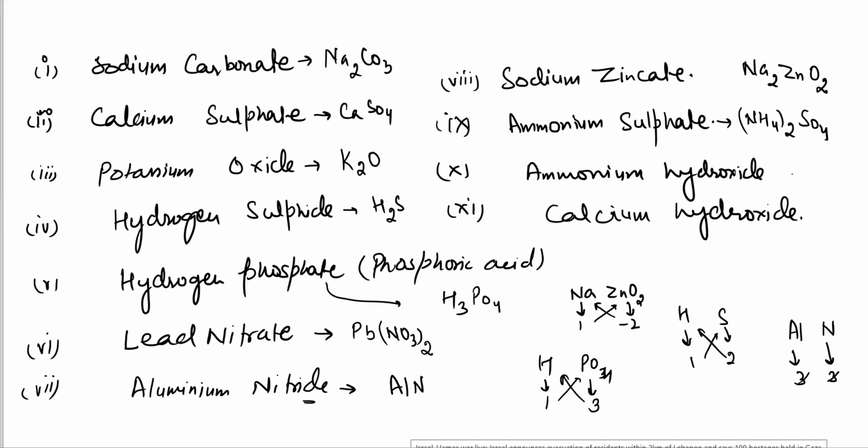Okay, the next one is ammonium hydroxide. Ammonium hydroxide is NH4OH, because NH4 and OH have +1 and -1 valency. Calcium hydroxide is Ca(OH)2. Calcium has 2 valency and hydroxide has 1. When you cross multiply, we write Ca1 (don't write 1 here), and then OH2, and write OH in a bracket because it is a polyatomic ion.